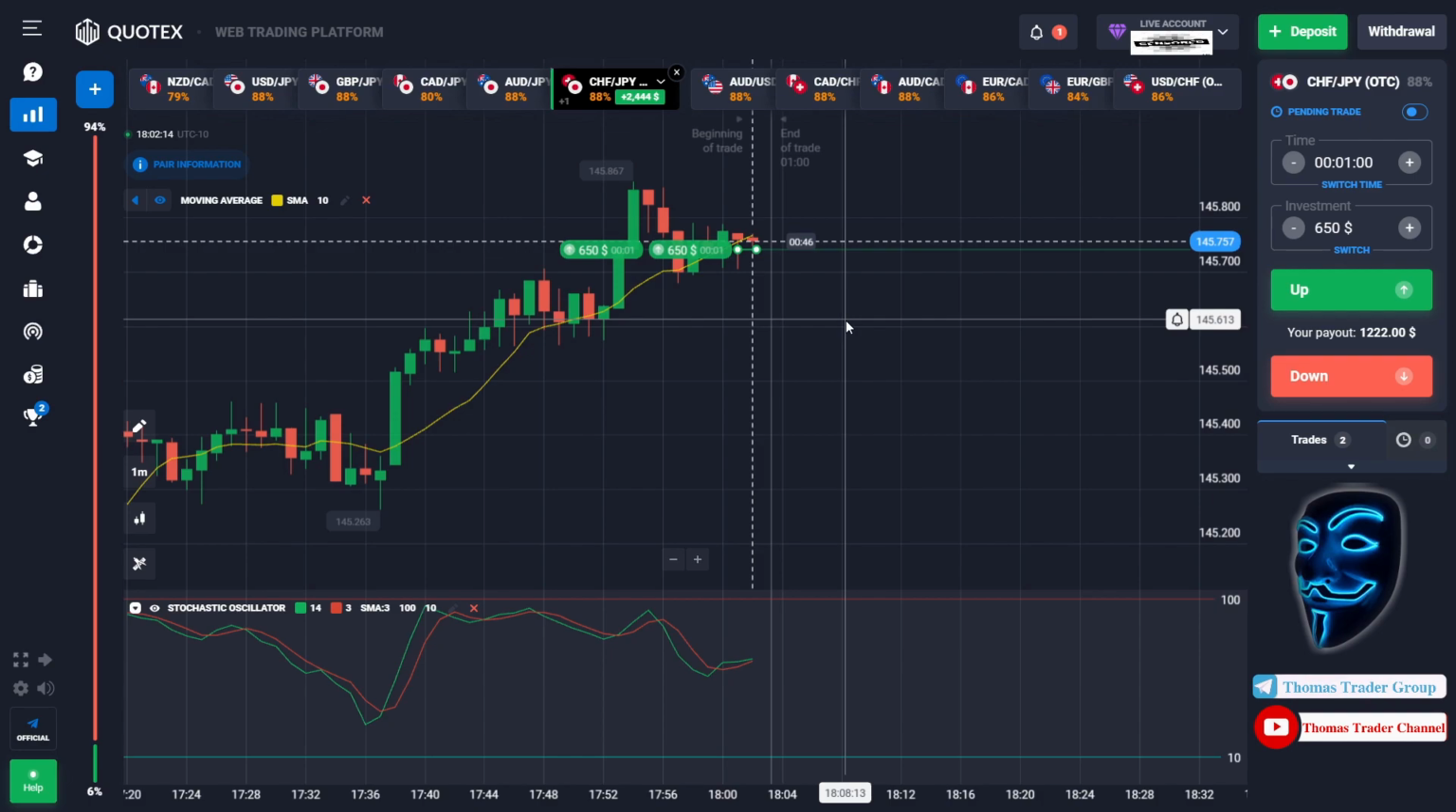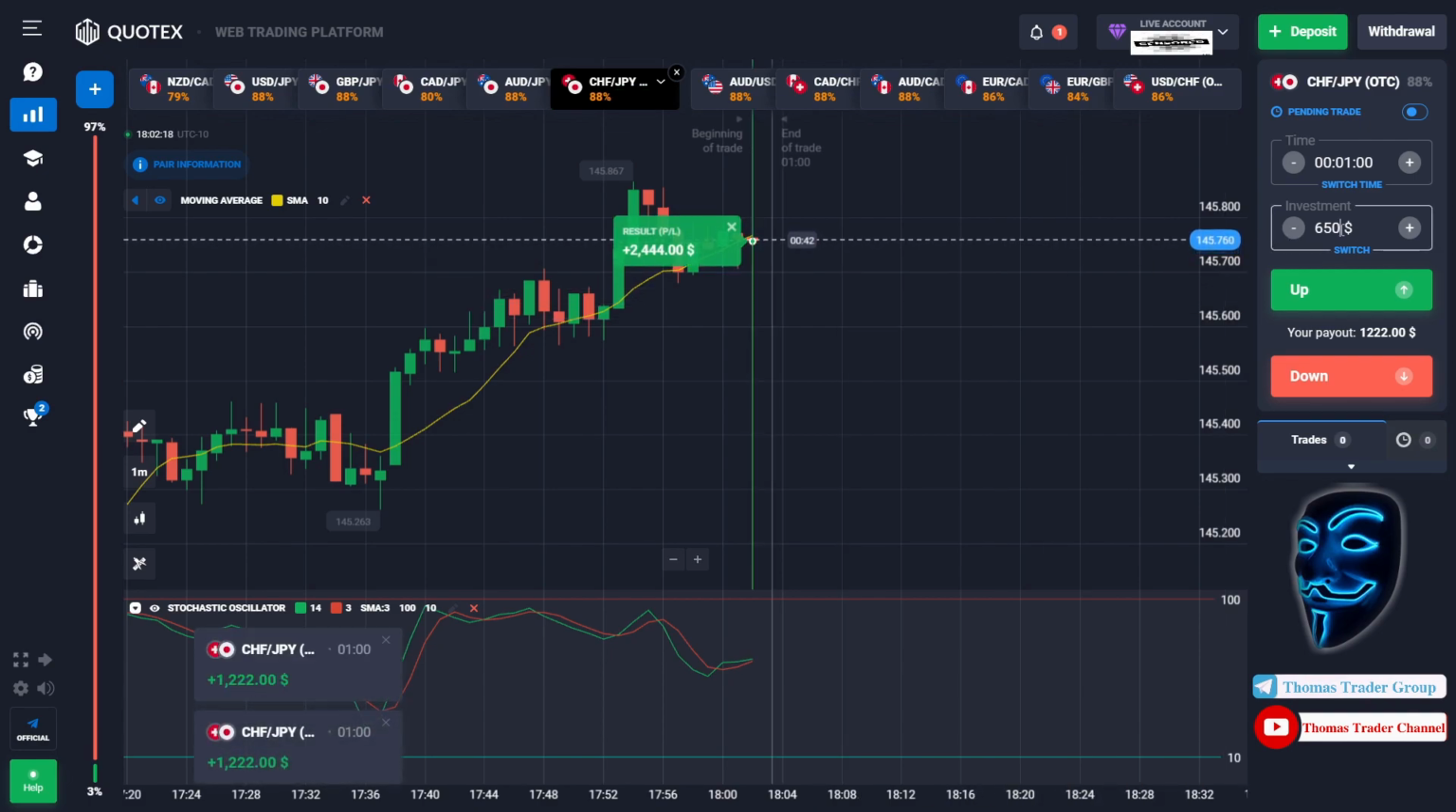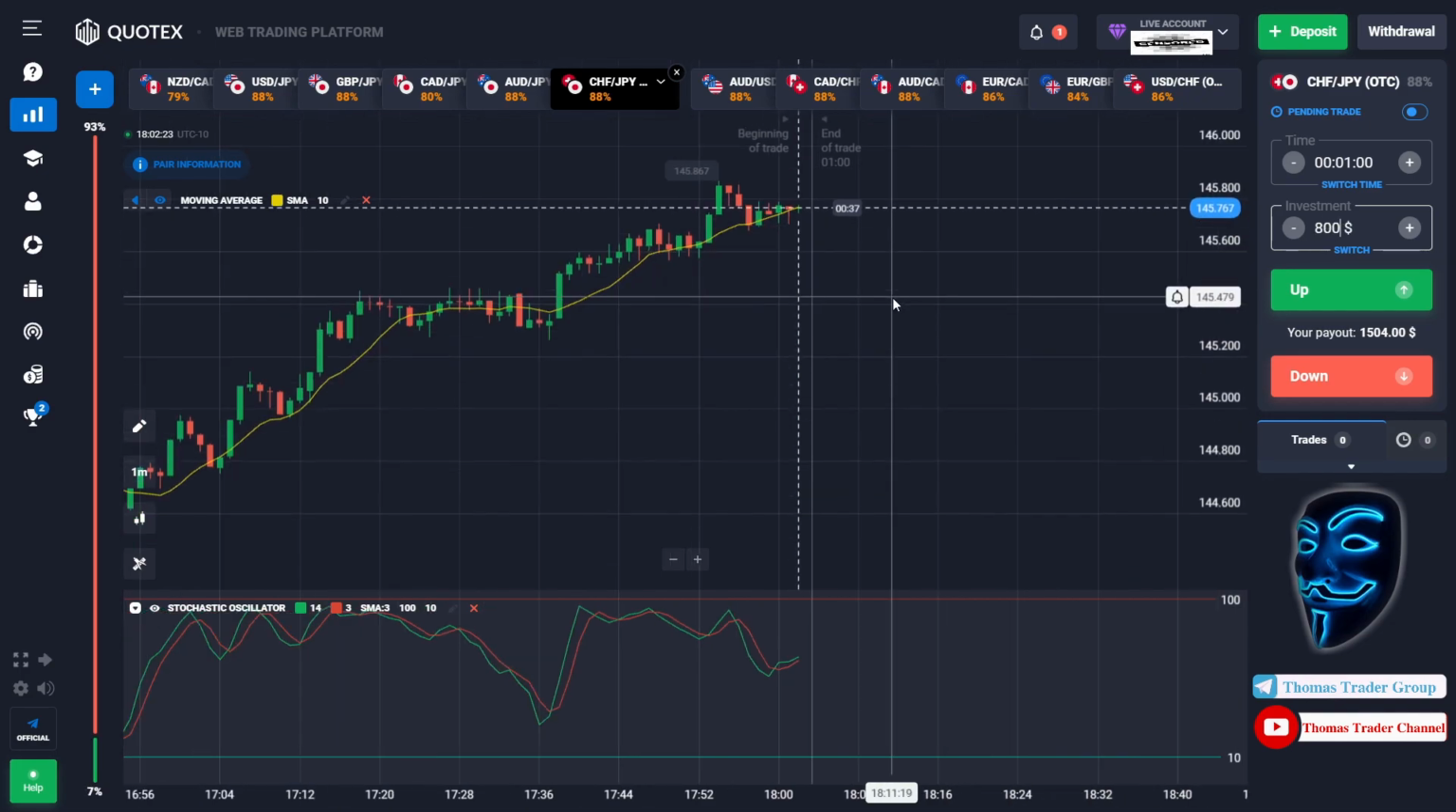We made a right prediction over here. We made a profit of $2,400. Let's divide it into three. We will open three positions of $800 in the next open position.